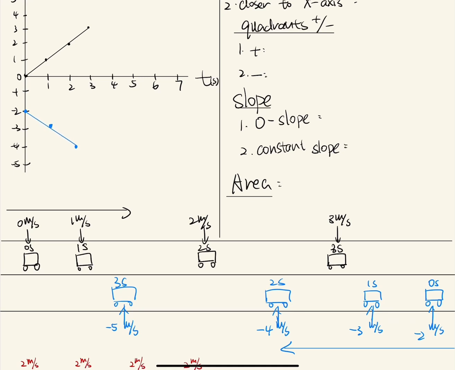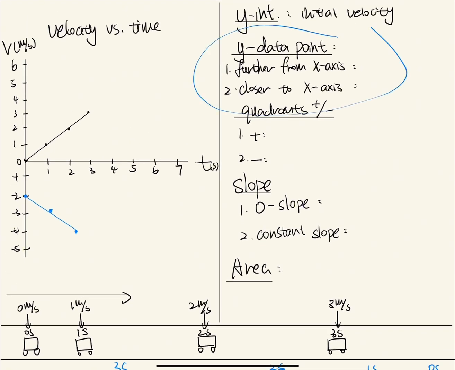You might see a y data point here. So what does that mean? You can just think of it as the velocity for each data point. Take this black line, for example. You can see the data point is getting further from the x-axis, and from the scenario, we know that the black car is speeding up. So we can conclude that when you see the y data point getting further from the x-axis in a velocity versus time graph, you know the object is speeding up.